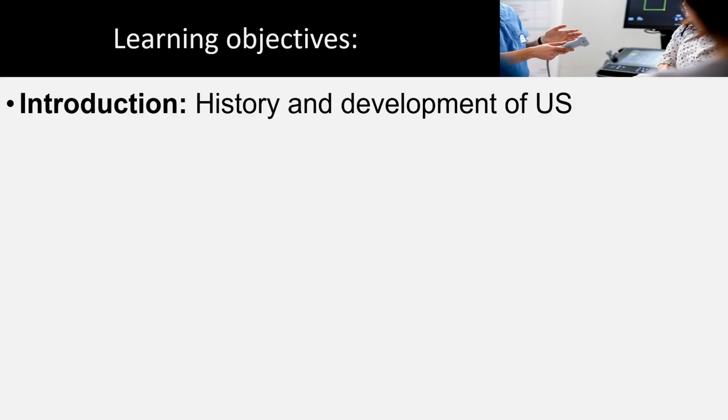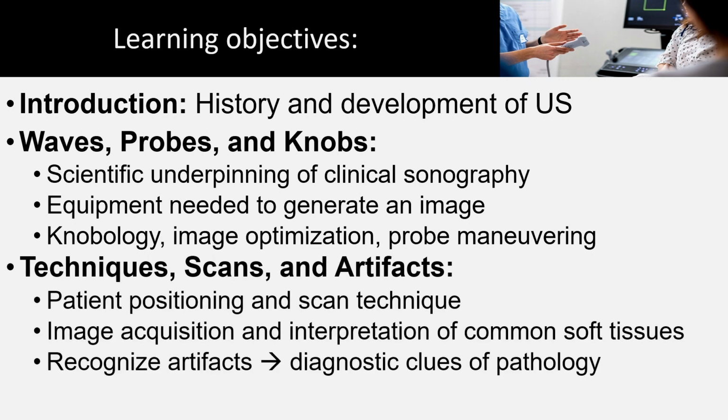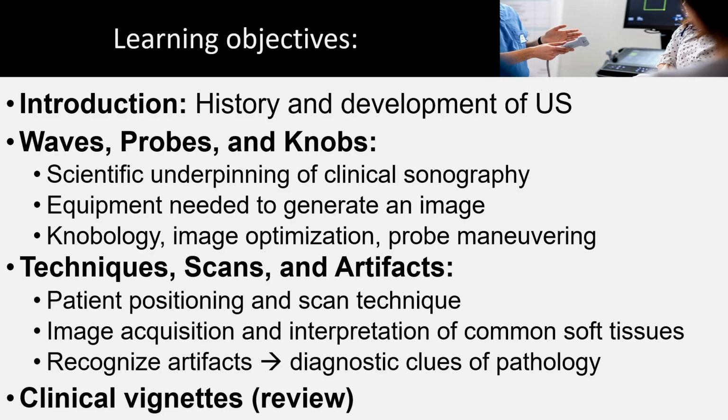We'll start with a quick introduction of the history and development of ultrasound, followed by a discussion of the physics and the equipment, and some scientific underpinnings of clinical sonography, the knobology, image acquisition, optimization, and so forth. And then we'll dive into the techniques of scanning with patient positioning, scan technique, acquisition of the image, interpretation, and recognizing a few important artifacts along the way that give us diagnostic clues to the pathology. We will review at the end with some clinical vignettes that summarize all of these important points.